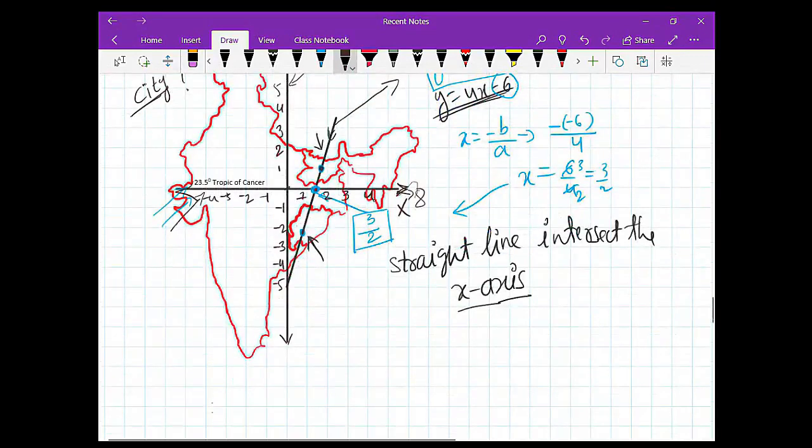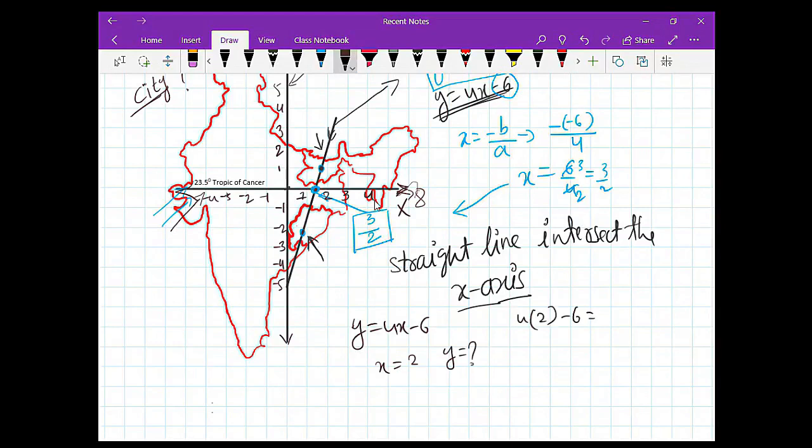When we take some values for x, the given equation is y equal to 4x minus 6. When x equal to 2, what will be y? Put 4 into 2 minus 6. So 4 times 2 is 8, minus 6 equals 2. It means when x equal to 2, y will be 2. When x equal to 1, what will be y? 4 into 1 minus 6, that is 4 minus 6 equal to minus 2. So y equal to minus 2.